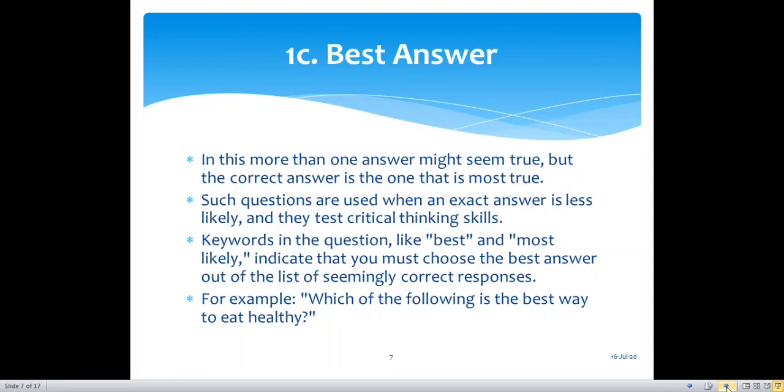1c. Best answer. In this, more than one answer might be true, but the correct answer is the one that is most true. Such questions are used when an exact answer is less likely, and they test critical thinking skills. Keywords in the question, like best or most likely, indicate that you must choose the best answer out of the list of seemingly correct responses. For example, which of the following is the best way to eat healthy?